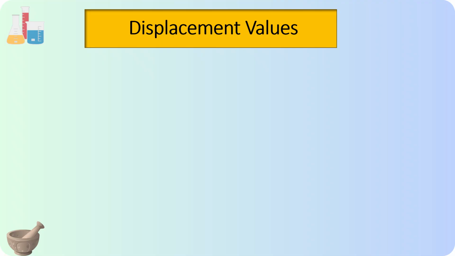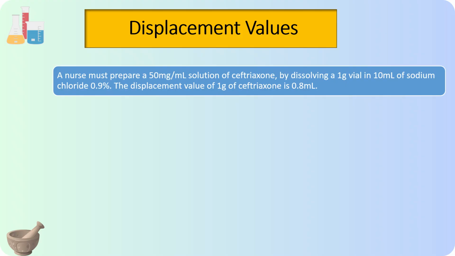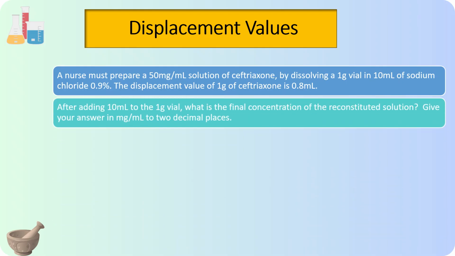Here is another way to use displacement values. A nurse must prepare a 50 mg per ml solution of ceftriaxone. She will dissolve a 1 gram vial in 10 ml of sodium chloride 0.9%. The displacement value for 1 gram is 0.8 ml. So by adding 10 ml to the 1 gram vial, what is the final concentration of the solution? Give your answer to two decimal places.